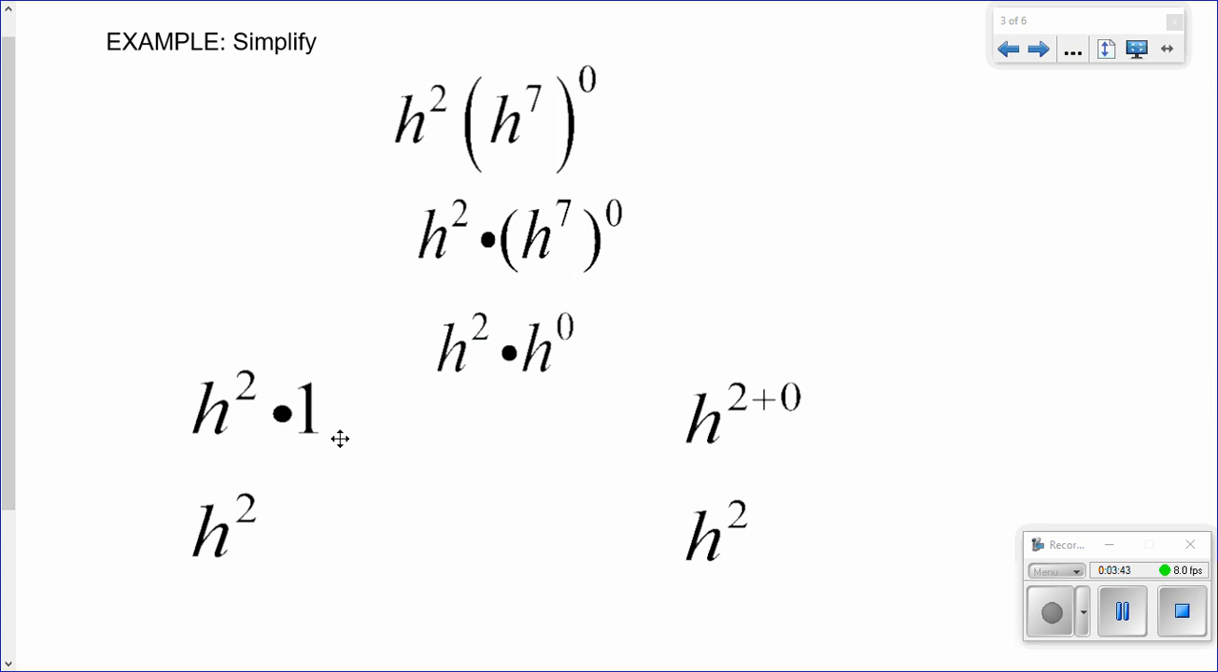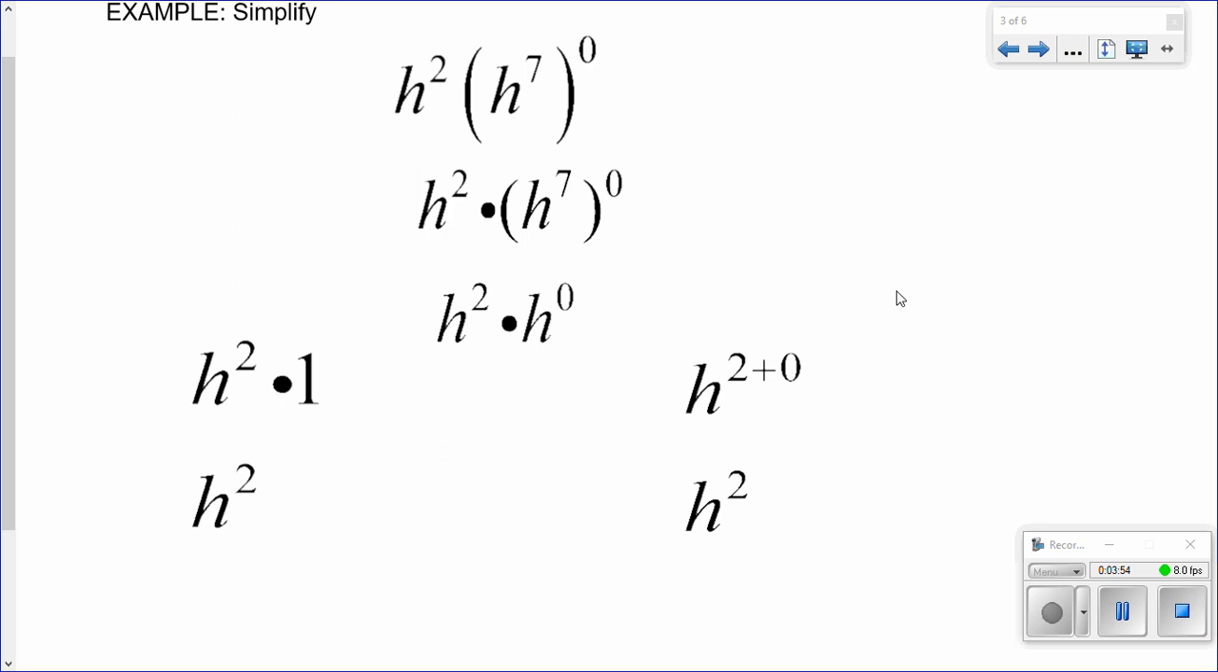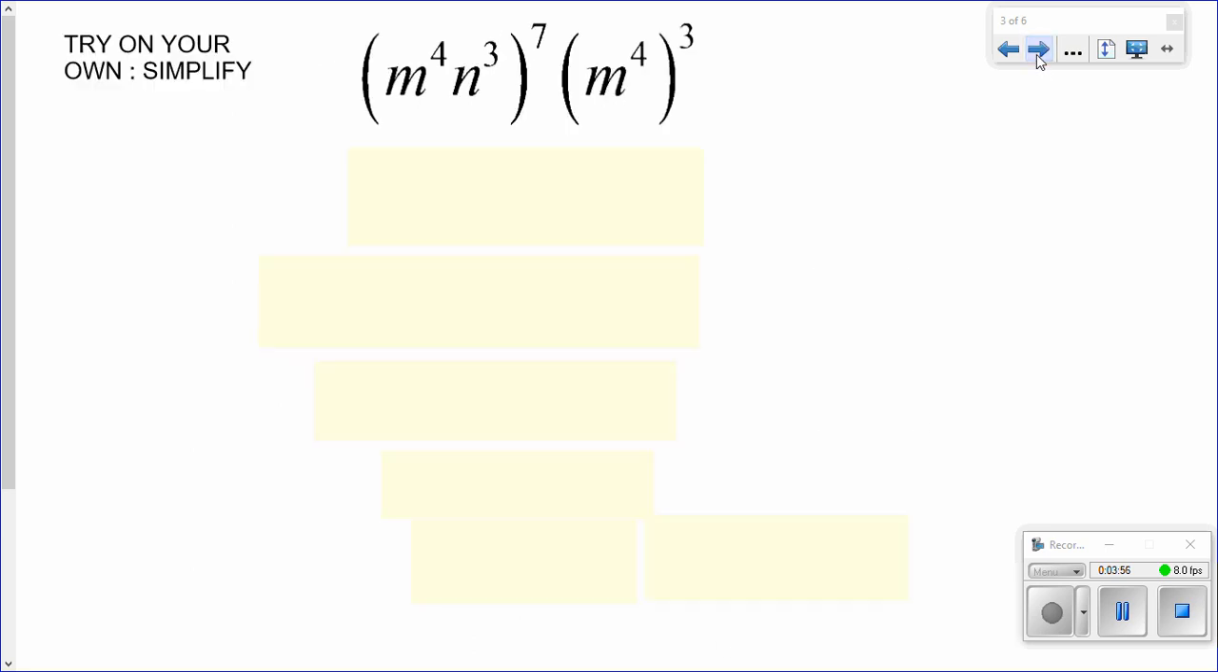It's about tackling, you want to take care of those parentheses first. However you take care of it is up to you. However you want to deal with that first. Okay? So my simplest form would be h squared. So you guys are going to try this one on your own. It is a little bit more complicated, but deal with those parentheses first and then reassess what you can do. All right?